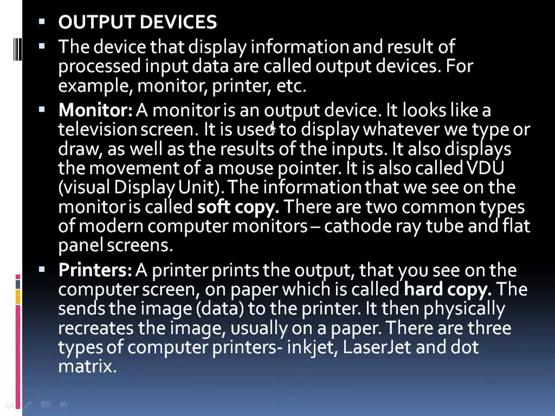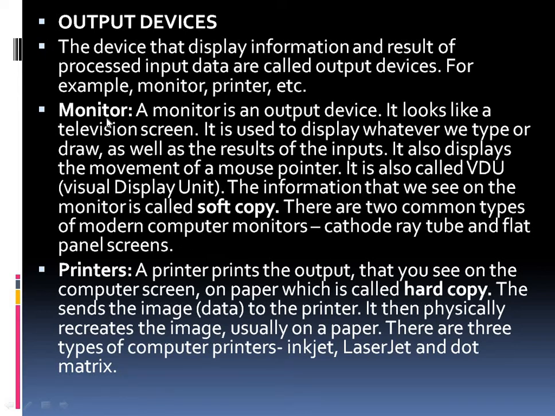Monitor. A monitor is an output device. It looks like a television screen. It is used to display whatever we type or draw, as well as the results of the input. It also displays the movement of a mouse pointer. It is also called visual display unit. The information that we see on the monitor is called soft copy. There are 2 types of modern computer monitors: cathode ray tube and flat panel screen.